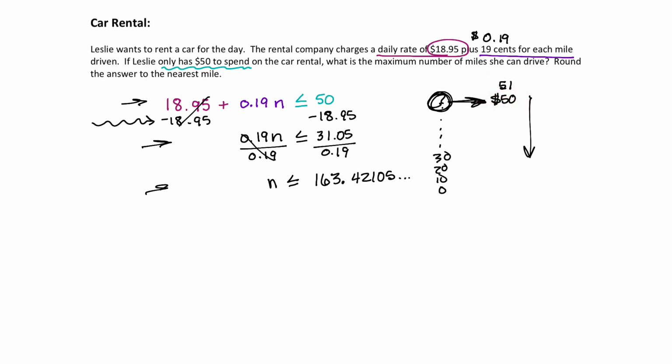Now here's what I wanted to point out. It says round the answer to the nearest mile. I don't agree, and this is why. If I rounded it to the nearest mile every time, no matter what, this one is going to round down, and that would be okay. But what if this were an 8 instead? That would have to round up. And if I rounded up, I would be above the $50. I'd need some extra money.